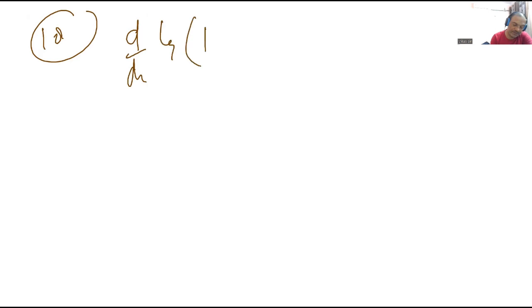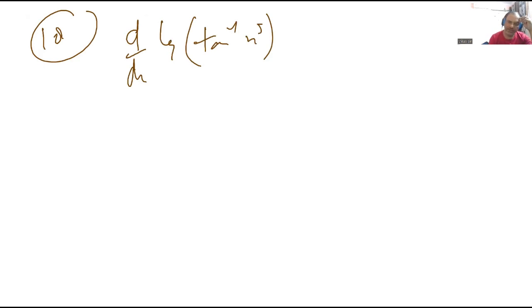Okay, let's do one more question. One more question we can do. Let's take d by dx of log tan inverse x raised to power 5.